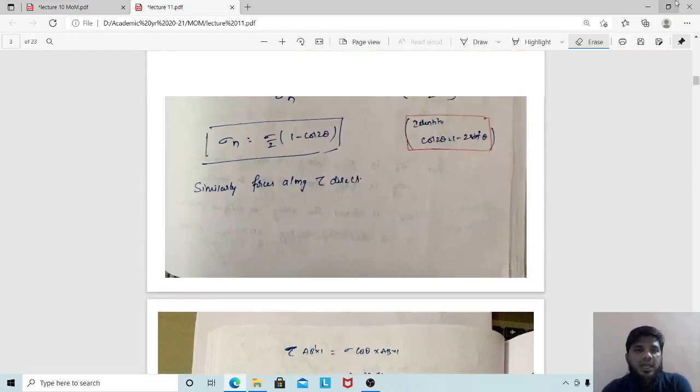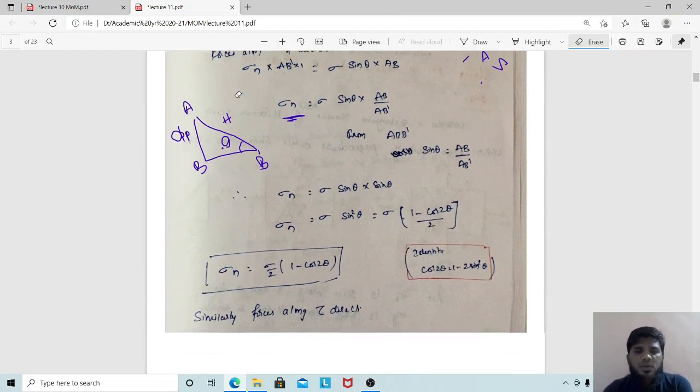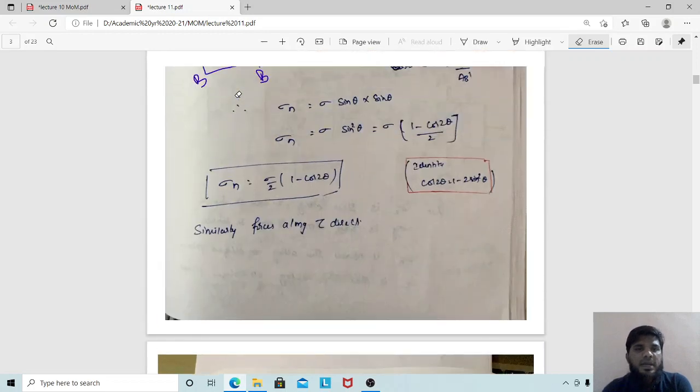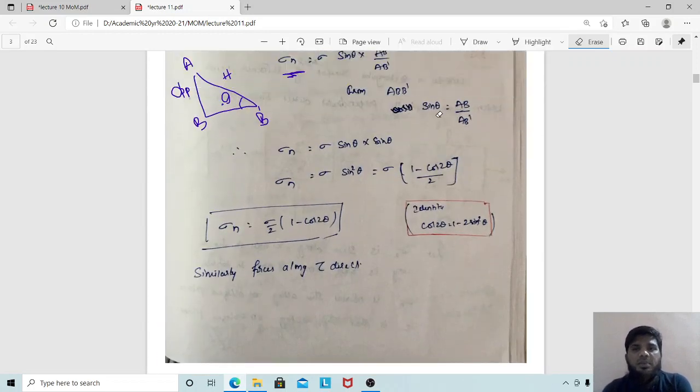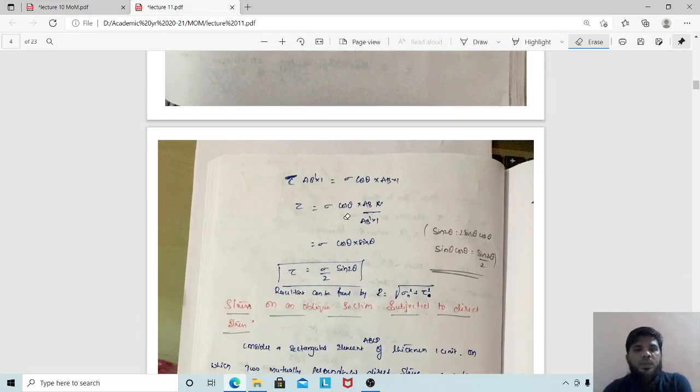Again go to this triangle: AB by AB dash, which we have already found is nothing but sin theta. So we have already substituted sin theta, so you have sigma cos theta sin theta. Go to your identities: sin 2 theta is equal to 2 sin theta cos theta, so sin theta cos theta is equal to sin 2 theta divided by 2. Substituting that value, tau is equal to sigma by 2 sin 2 theta.